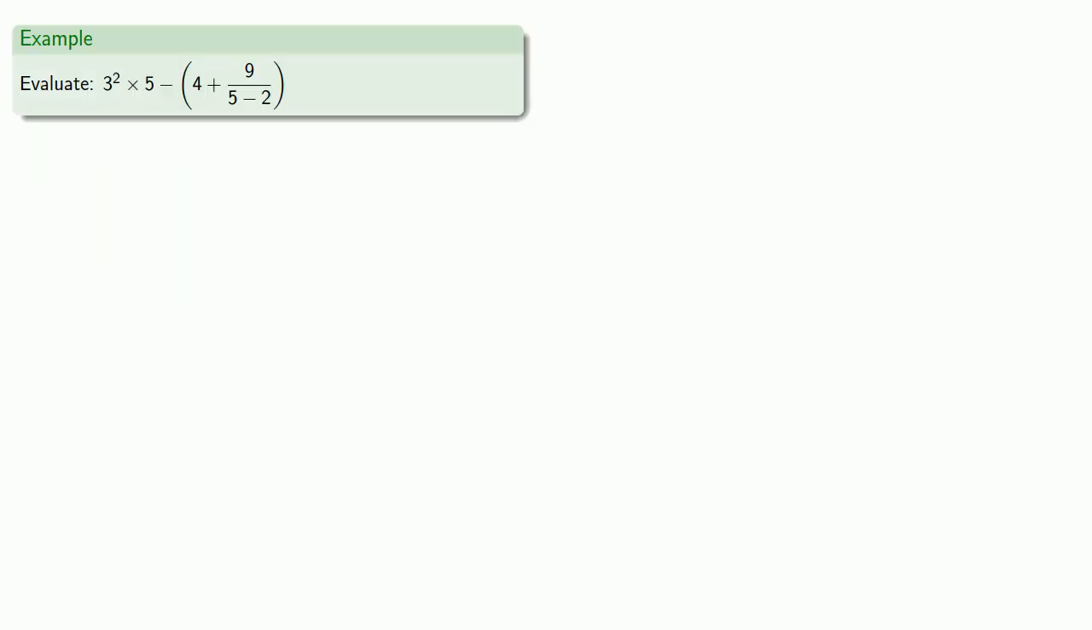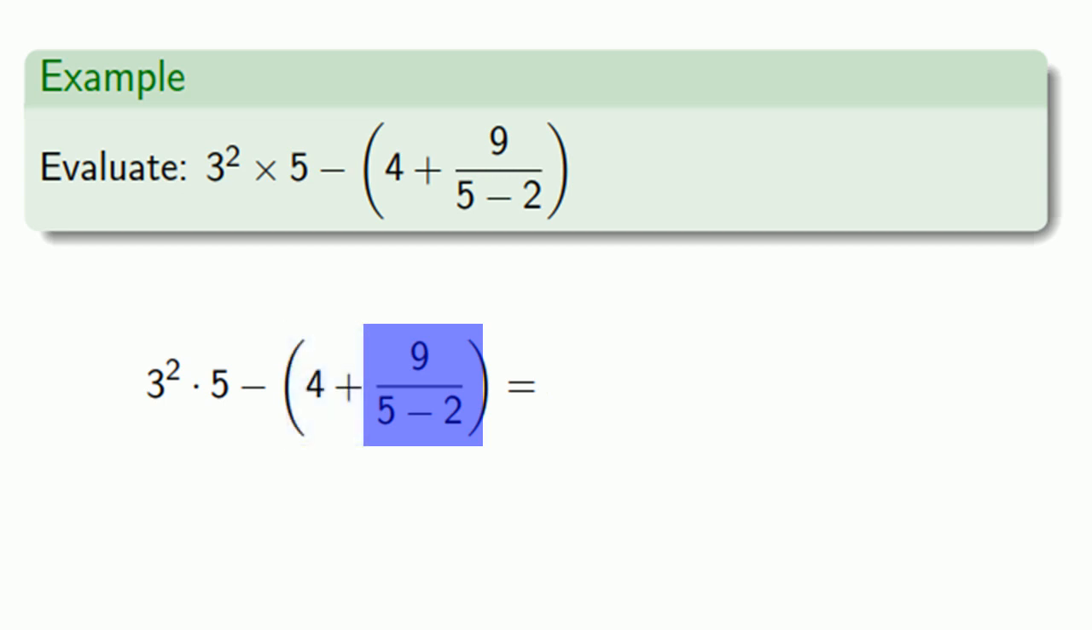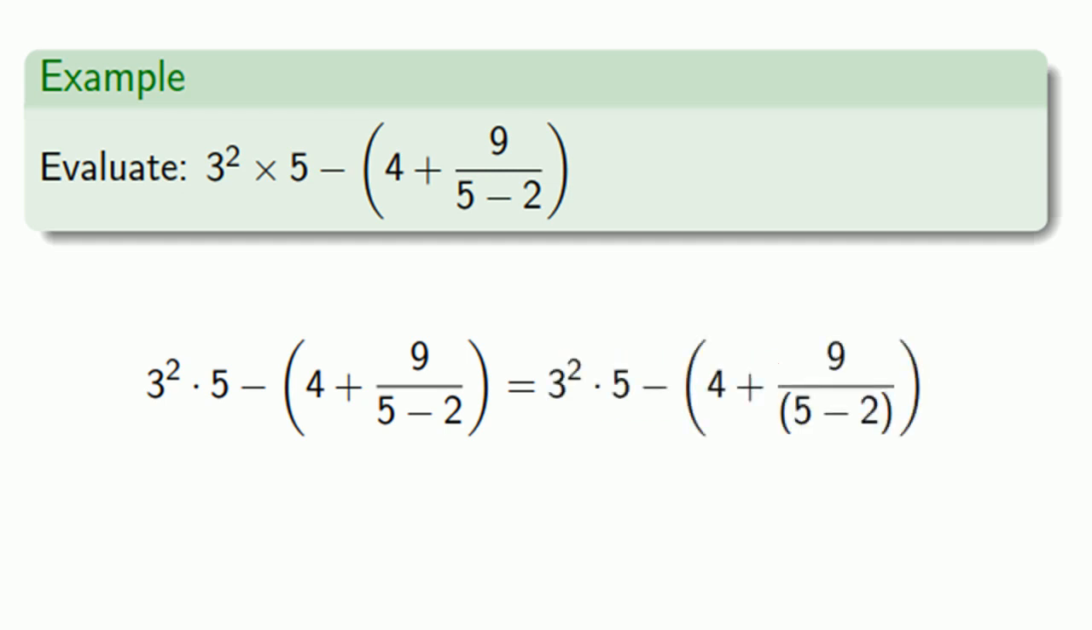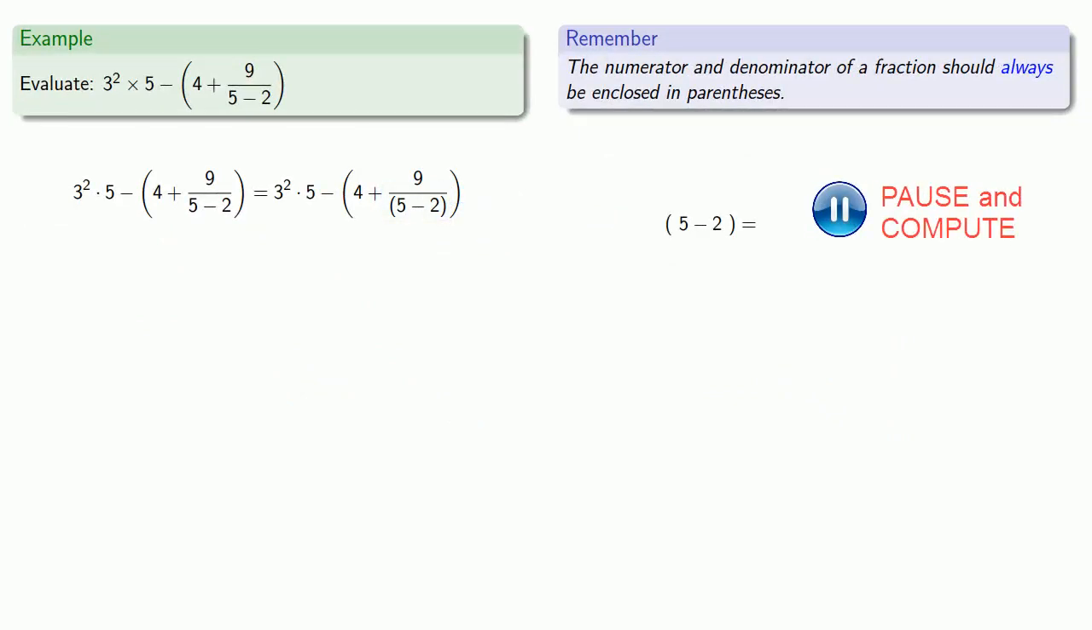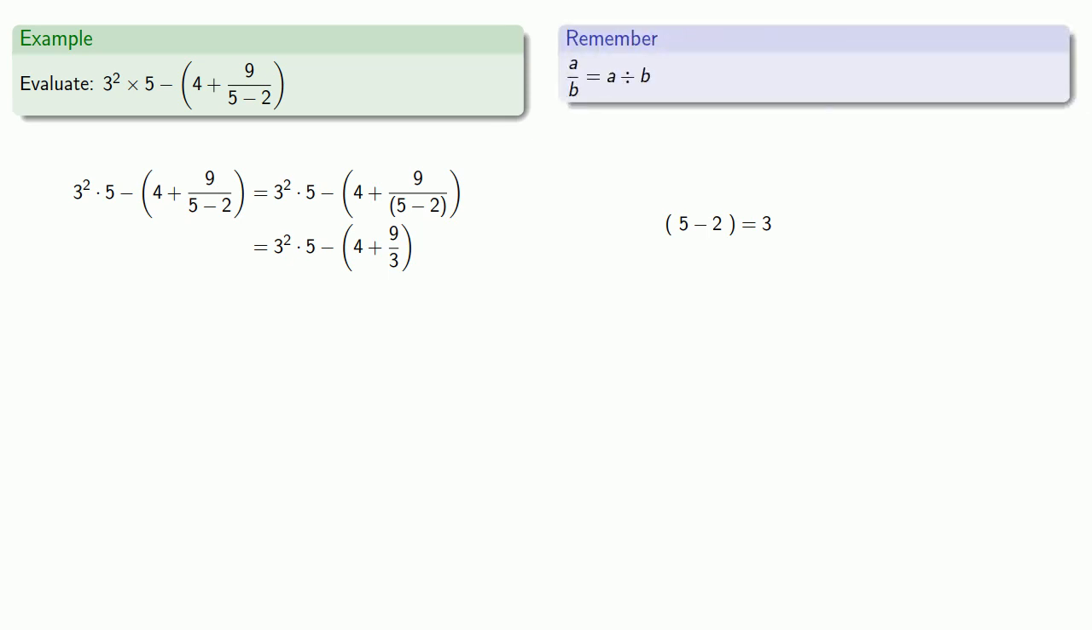So, for example, let's say we have this horrifying expression. Things in parentheses have to be done first, so let's take a look at this thing inside the parentheses. There's a fraction here, and we ought to consider the numerator and denominator of a fraction to be included inside a set of parentheses. And so that means the first thing we have to take care of is 5 minus 2. Now we have the fraction 9/3, and the thing to remember is that a over b can be rewritten as a divided by b. Again, still inside the parentheses, we have to take care of the 9 divided by 3 first. And then 4 plus 3.